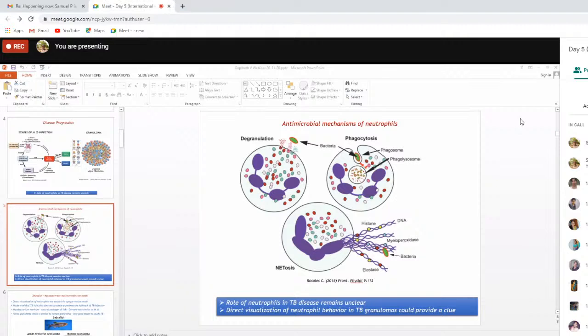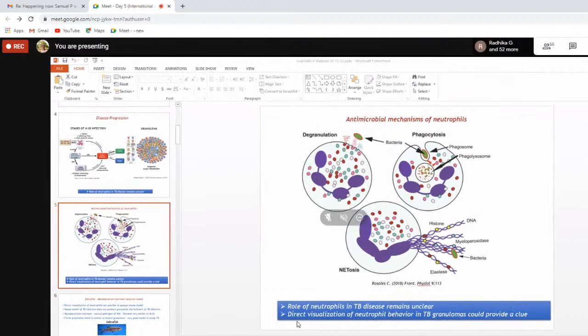So, like I told earlier, the role of neutrophils in TB is not very clear. And the very best way to study its function is through direct visualization of its behavior. Next slide, sir.